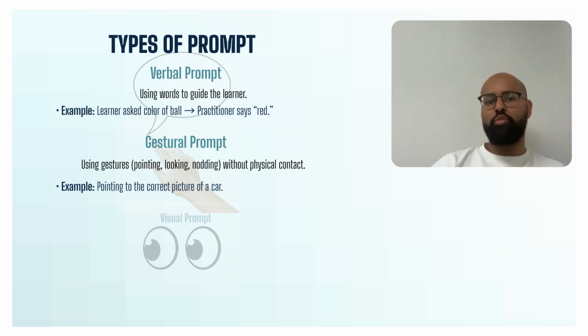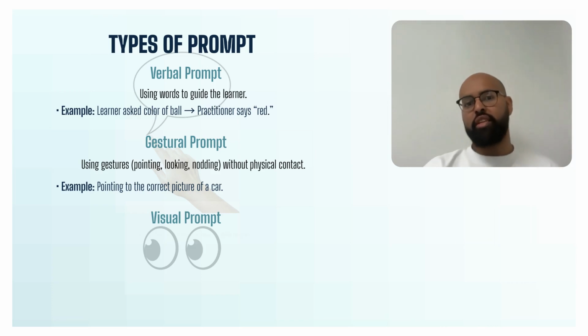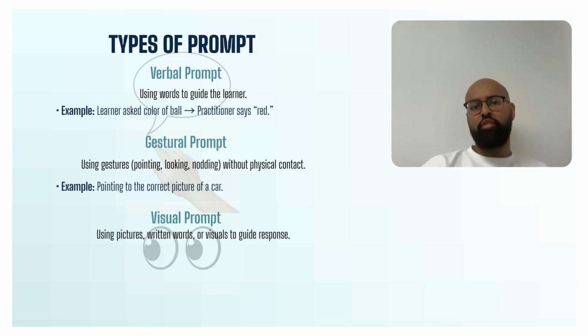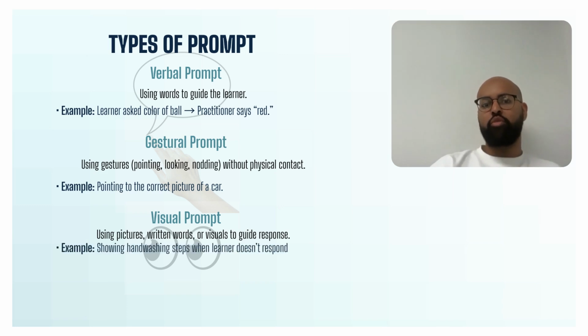Next is visual prompt. This involves using visuals such as pictures, words, etc. to guide a learner to the correct response. Example: a learner is told to wash their hands. The learner does not respond. The practitioner then points to a picture of the steps of hand washing to support the client with hand washing.